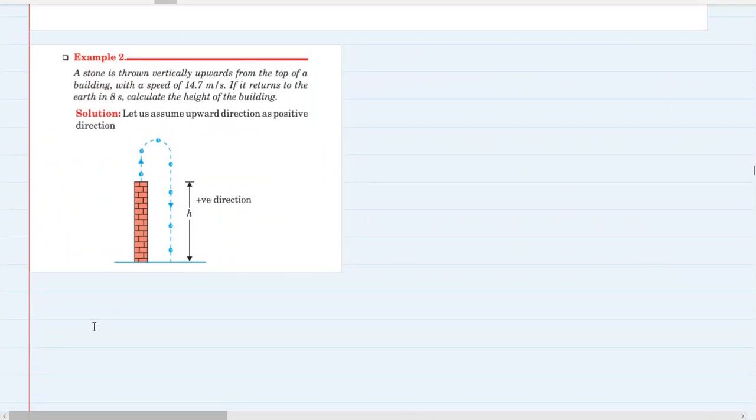A stone is thrown vertically upwards from the top of a building with a speed of 14.7 meter per second. Initial velocity is 14.7 meter per second. If it returns to the earth in 8 seconds, that is, time taken is 8 seconds, calculate the height of the building, that is h.